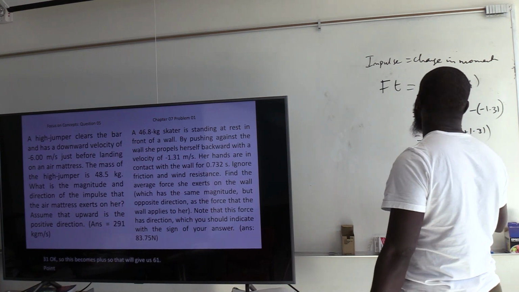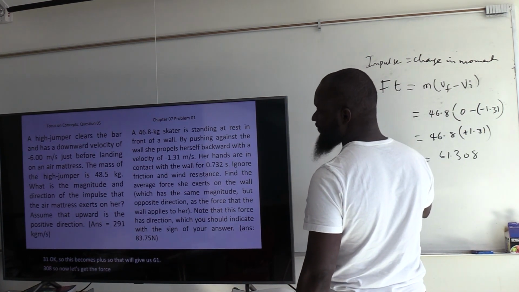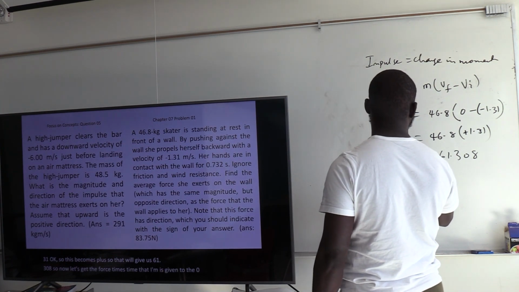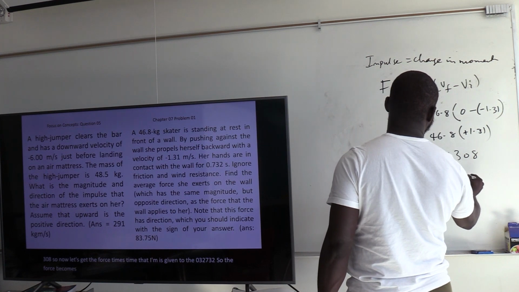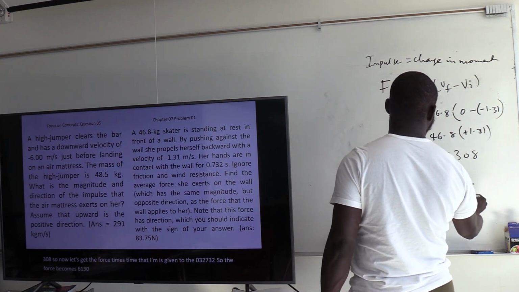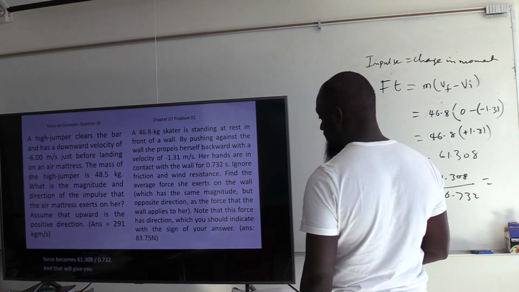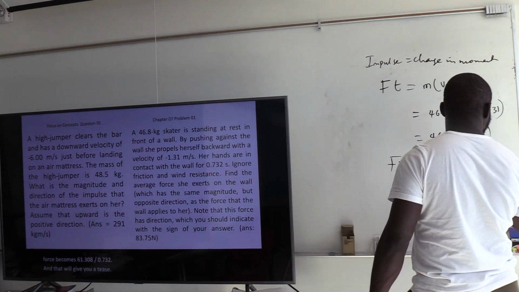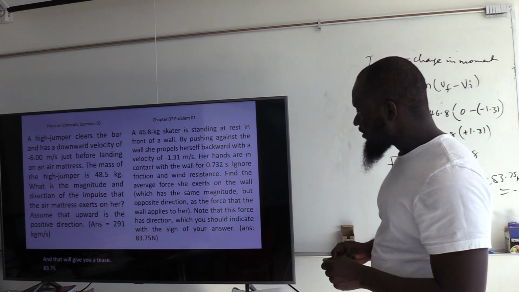That will give us 61.308. So now let's get the force times time. The time is given to be 0.732. So the force becomes 61.308 divided by 0.732, and that will give you 83.75 as the force the wall exerts on her.